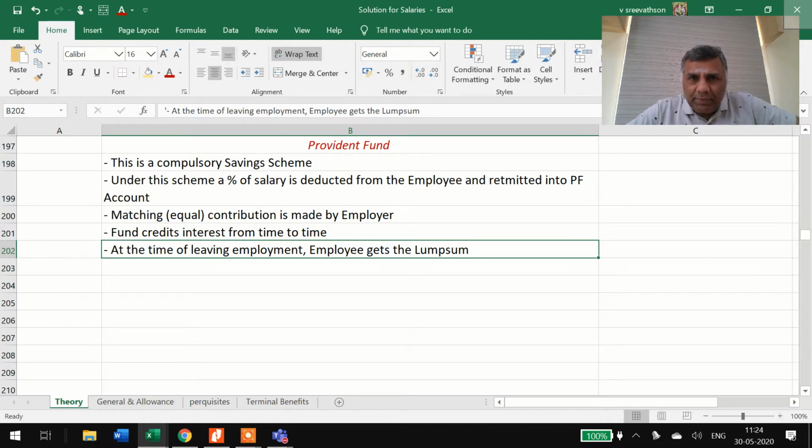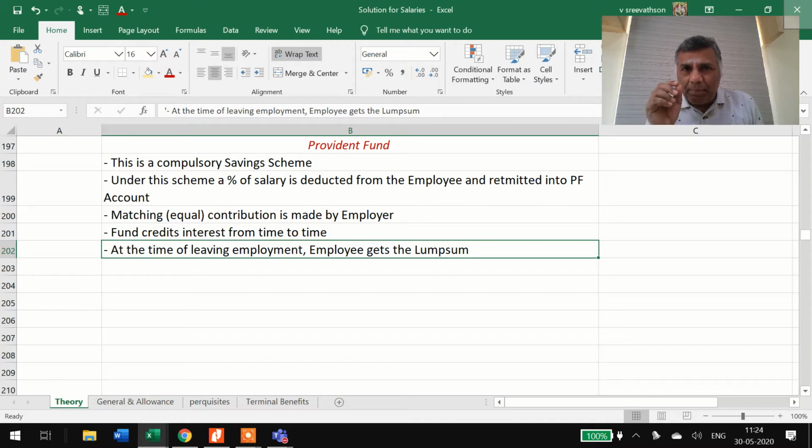There are three types of provident fund: statutory provident fund, recognized provident fund, and unrecognized provident fund. Right? There are three types of funds, four different components.